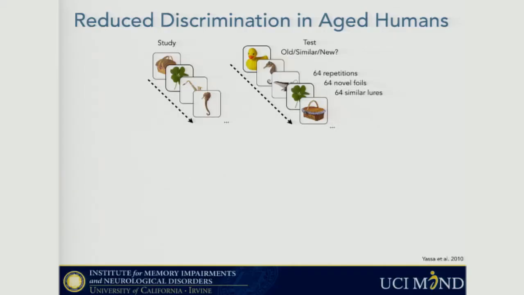So we've taken a task that is very, very simple. All we do during the study phase is we have you look at pictures of everyday objects, and we ask you to tell us if it's an indoor or an outdoor item. Very, very simple incidental type question. We just want you to pay attention to these items.